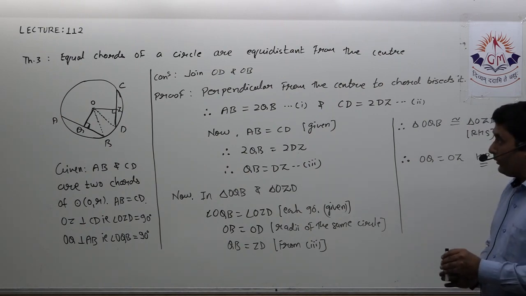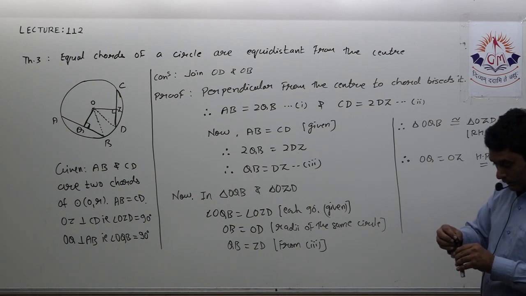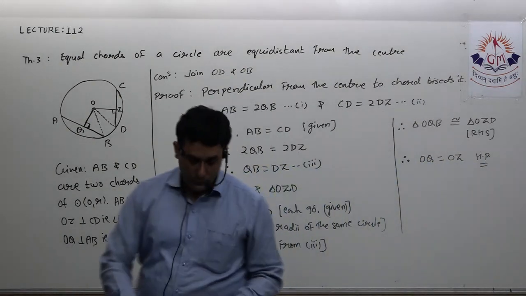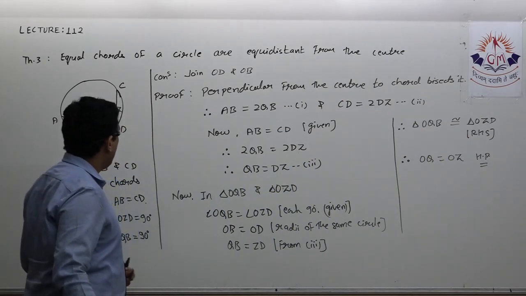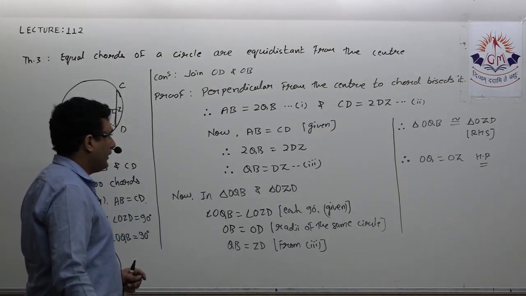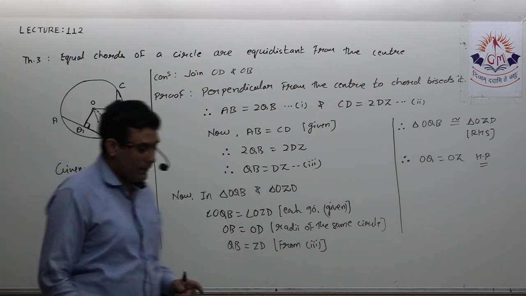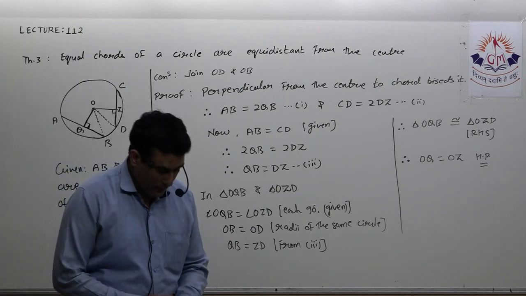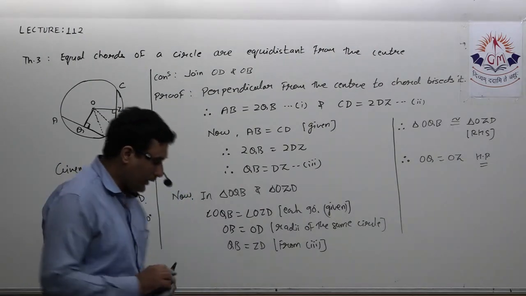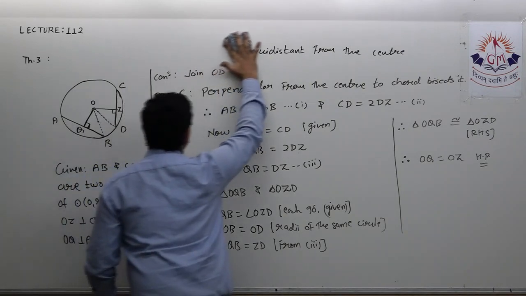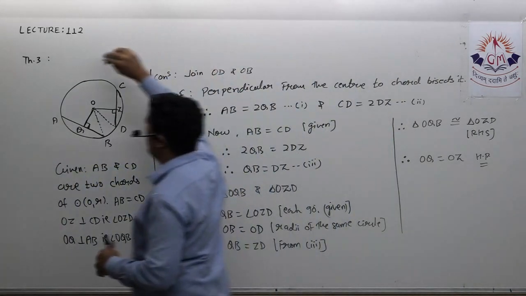Okay, now the next theorem we'll see is the converse of this theorem. Equal chords of a circle are equidistant from the center. Now, if the chords are at equal distance, then we have to prove they will be equal in length. So the next theorem is: chords equidistant from the center are equal in length, or simply are equal.